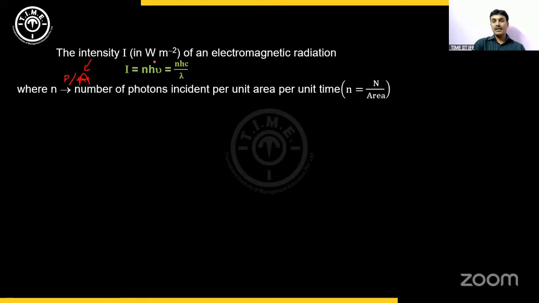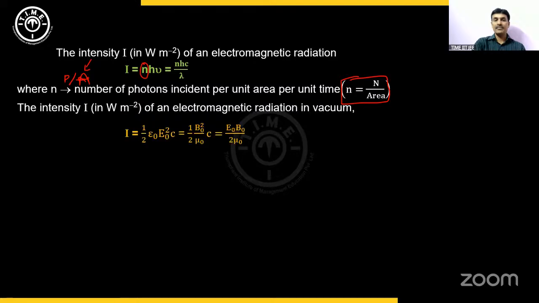Power is watt. Power per unit area is intensity, watt per meter square, expressed as n h nu or n hc by lambda. Here n is in lower case, whereas this n represents number of photons incident per unit area per unit time. Okay. The relation between N in uppercase and n in lowercase is n is equal to total number of photons divided by area of cross section. That is the intensity of electromagnetic radiation.